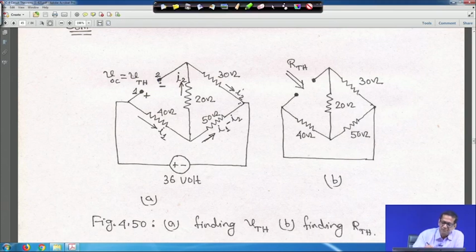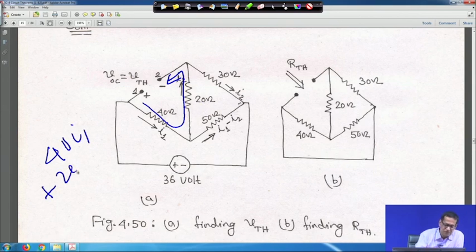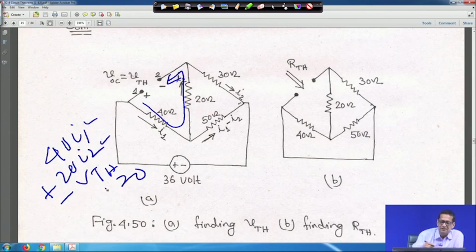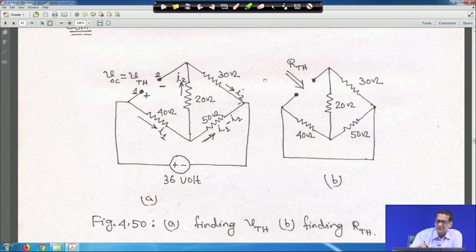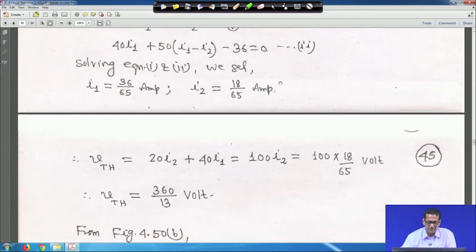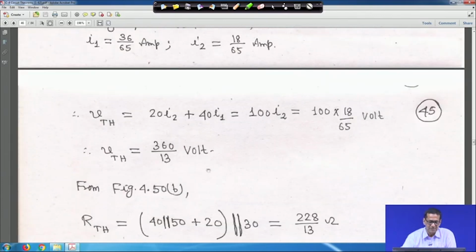So, this is plus, this is minus; again I am not marking it, it is understandable. Now, if you apply KVL here, anticlockwise, it is 40 I1 plus 20 I2 minus V Thevenin is equal to 0. So put the I1 value and I2 value, and you will get V Thevenin. Whatever we have done here, it will come to 360 by 13 volt, that is my V Thevenin, 360 by 13 volt.